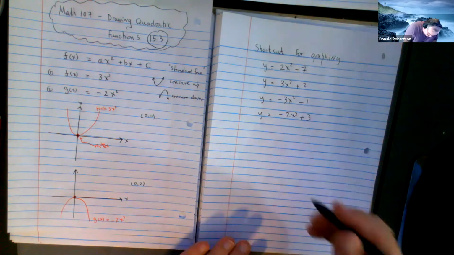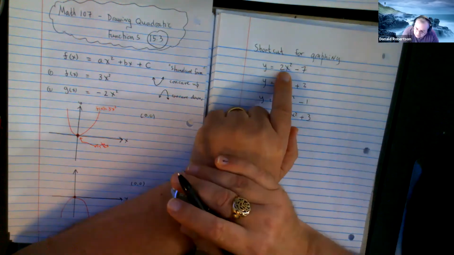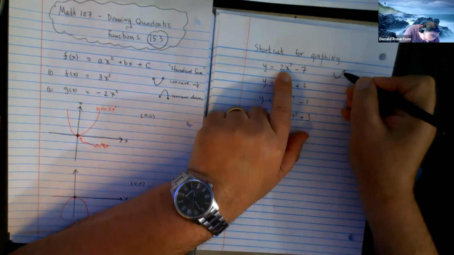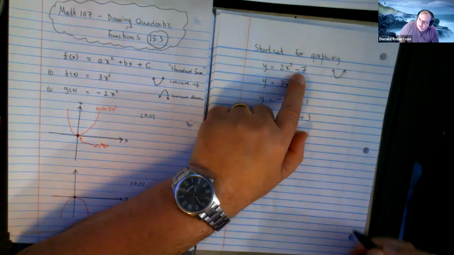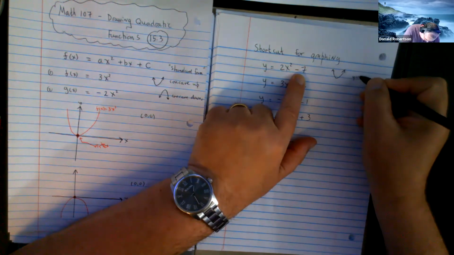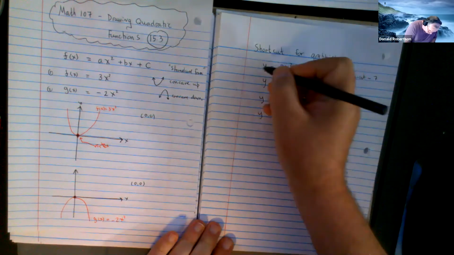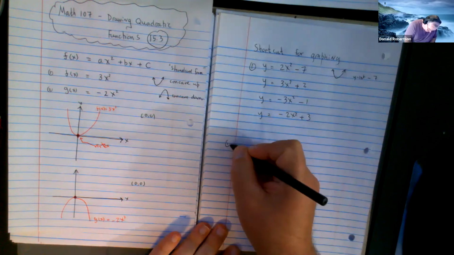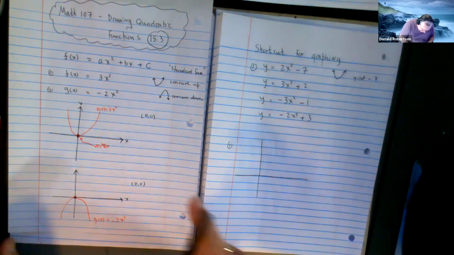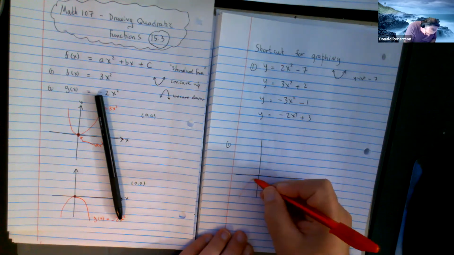And here is the shortcut. This guy is a happy face. And that guy is -7. So if you want to sketch number 1, what you do is you start off with a sad face. Oh, sorry, this one.